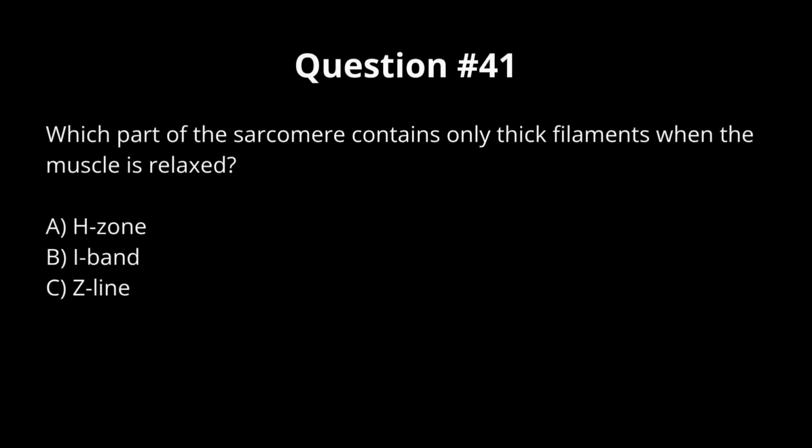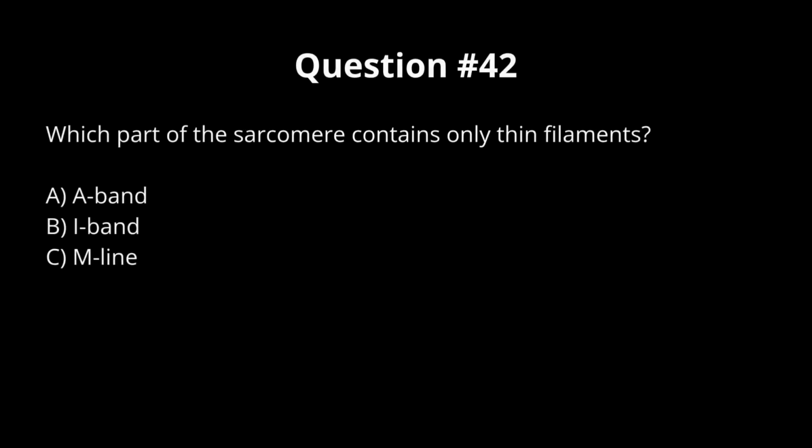Question number 41. Which part of the sarcomere contains only thick filaments when the muscle is relaxed? A. H zone. B. I band. C. Z line. The correct answer is A. The H zone is the central region of the sarcomere that contains only myosin when relaxed. It narrows during contraction.